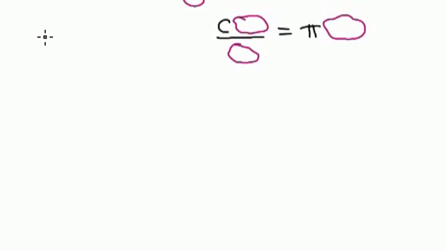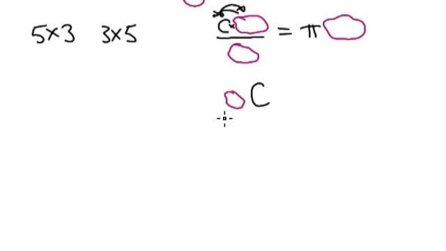You know, 5 times 3 is the same as 3 times 5. Well, I can actually switch these two around, because at the moment they're multiplying anyway. So it's bubble times c over bubble, and on the right hand side it stays the same, pi times bubble.